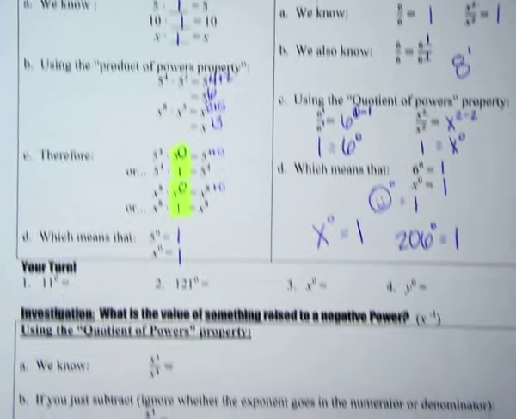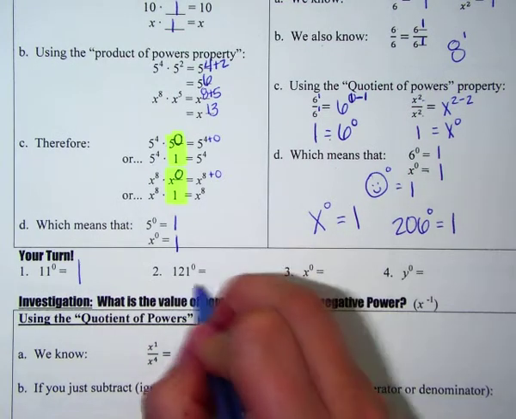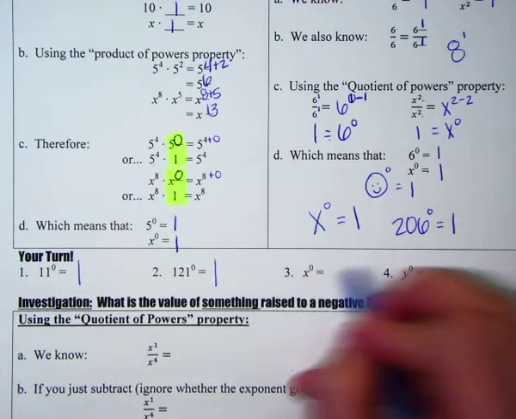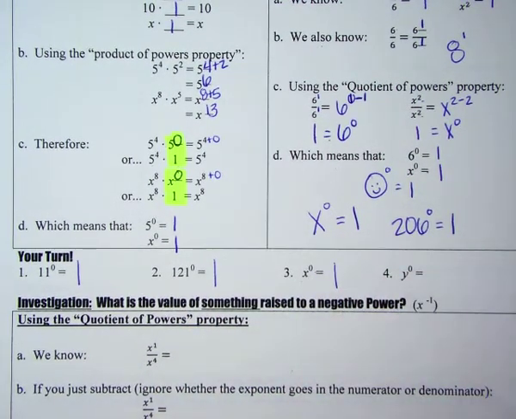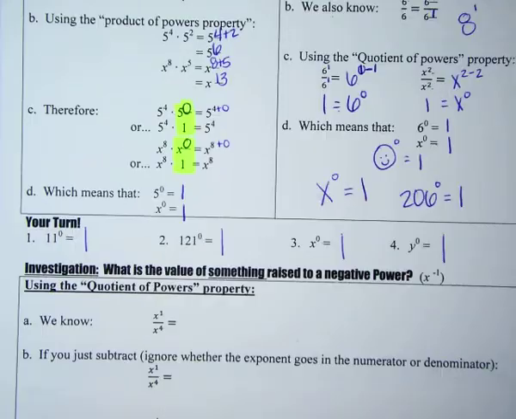So when you do these 4 examples, guess what? 11 to the 0 power, 1. 121 to the 0 power, 1. X to the 0 power, 1. Y to the 0 power, 1. So that's investigation number 1.